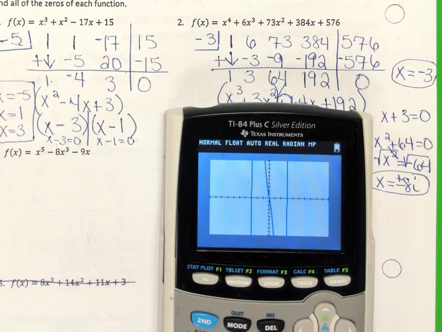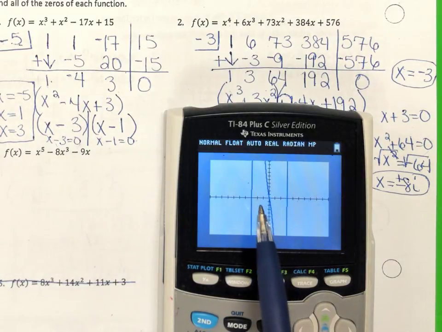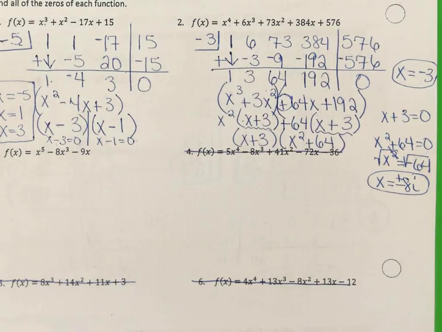X to the 5th minus x to the 3rd minus 8x to the 3rd minus 9x. That's it. What'd you get? What are your 3 zeros that you see? Negative 3, 0, and 3. All right, the easiest one to use is always the one on the left. What's the one on the left right here? Negative 3. Here we go.